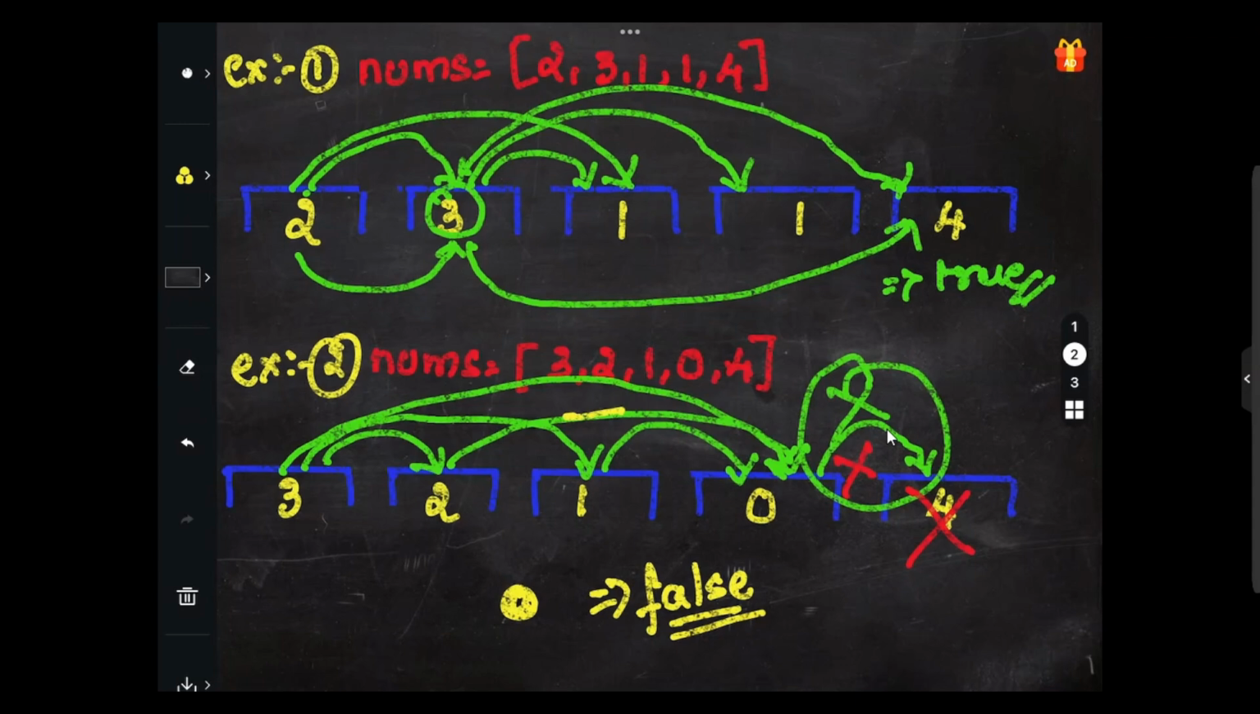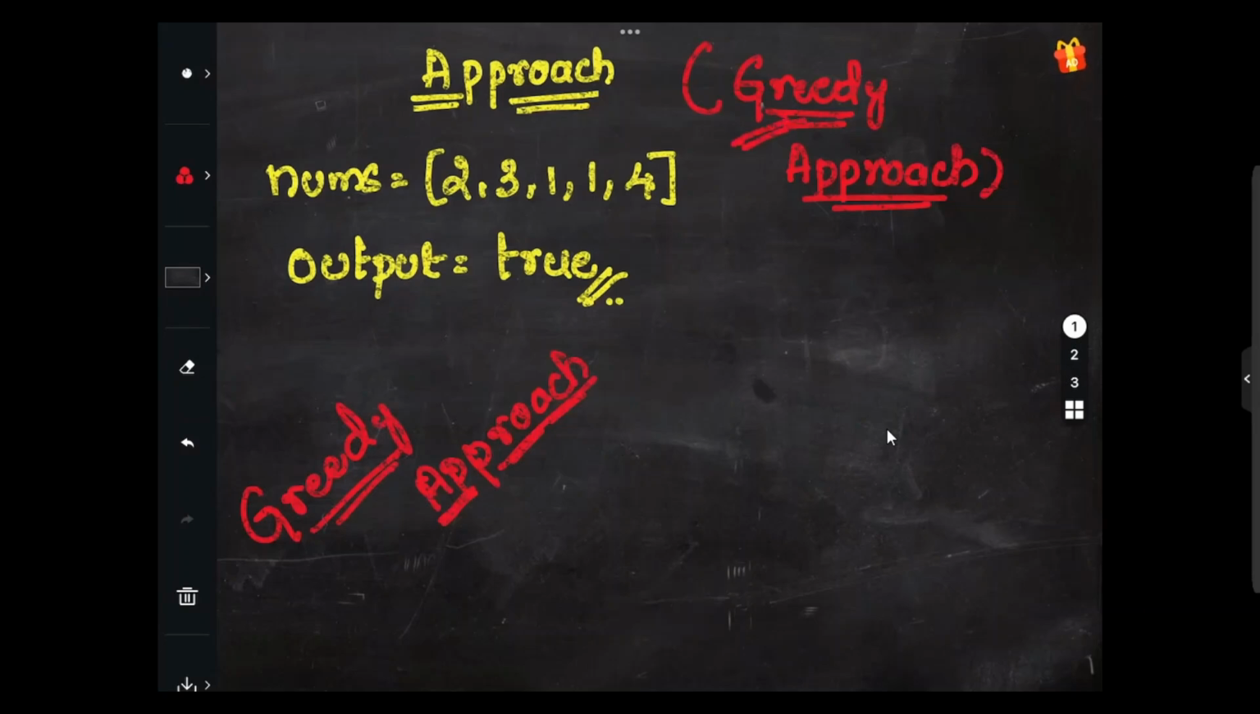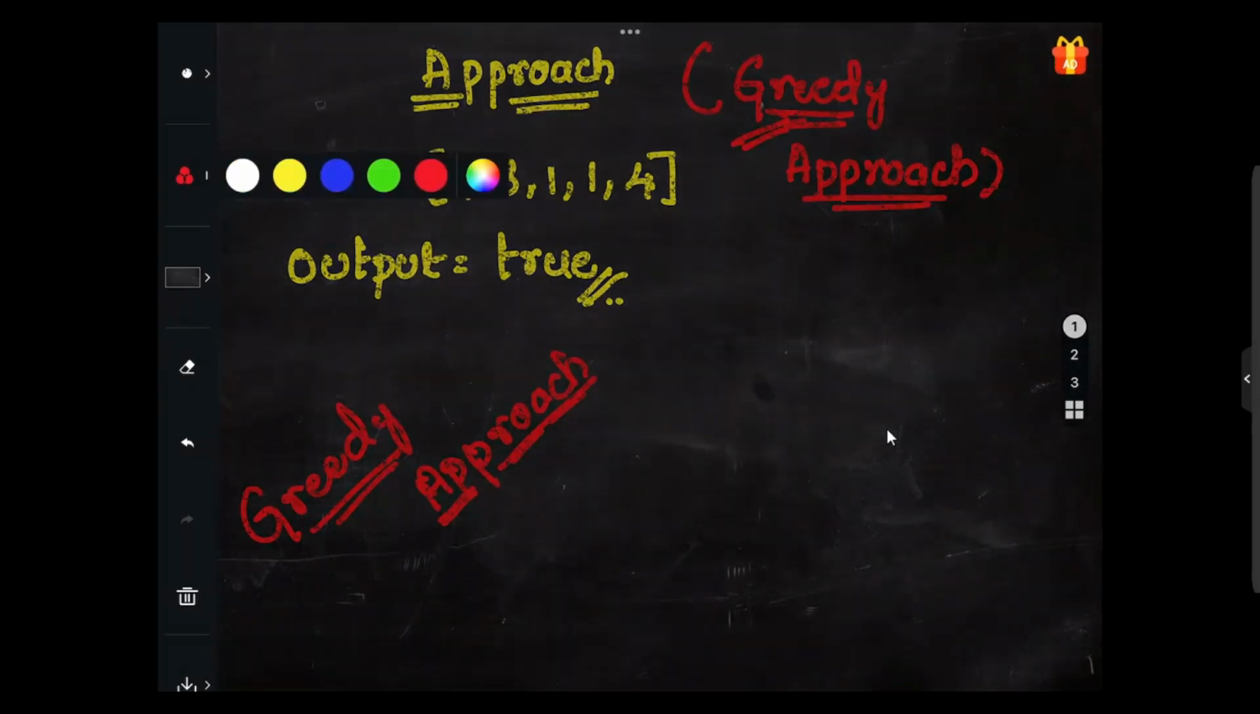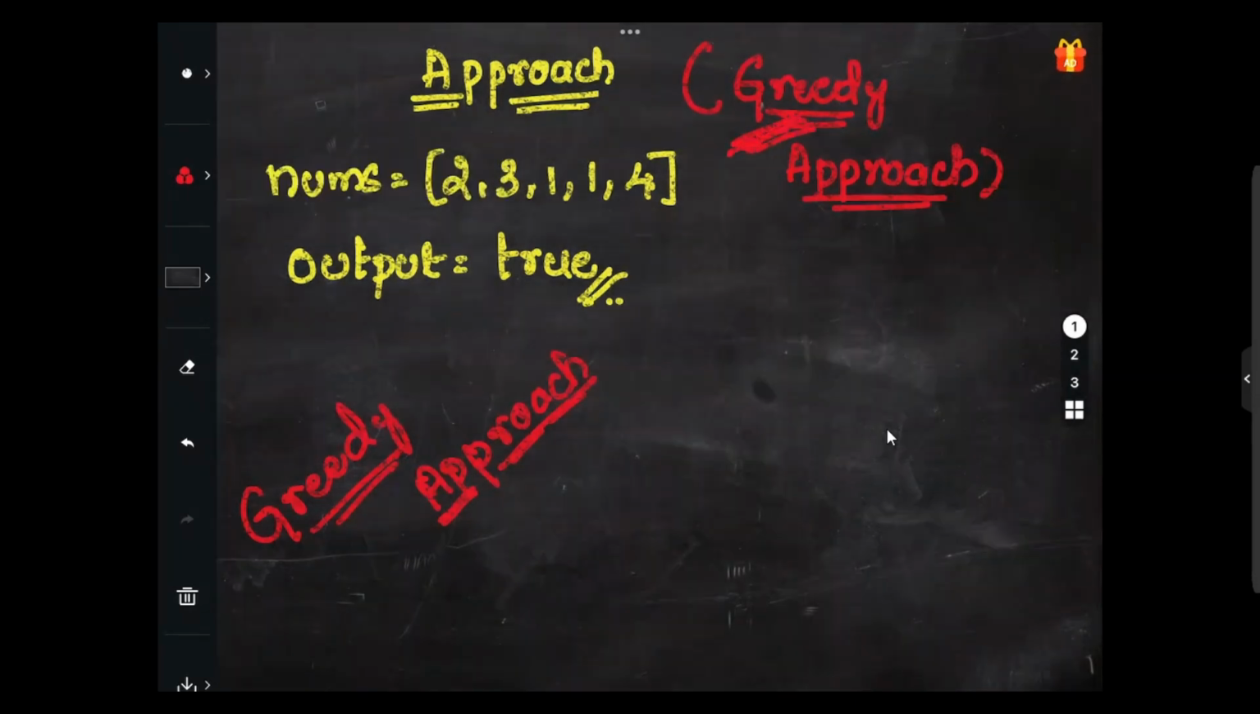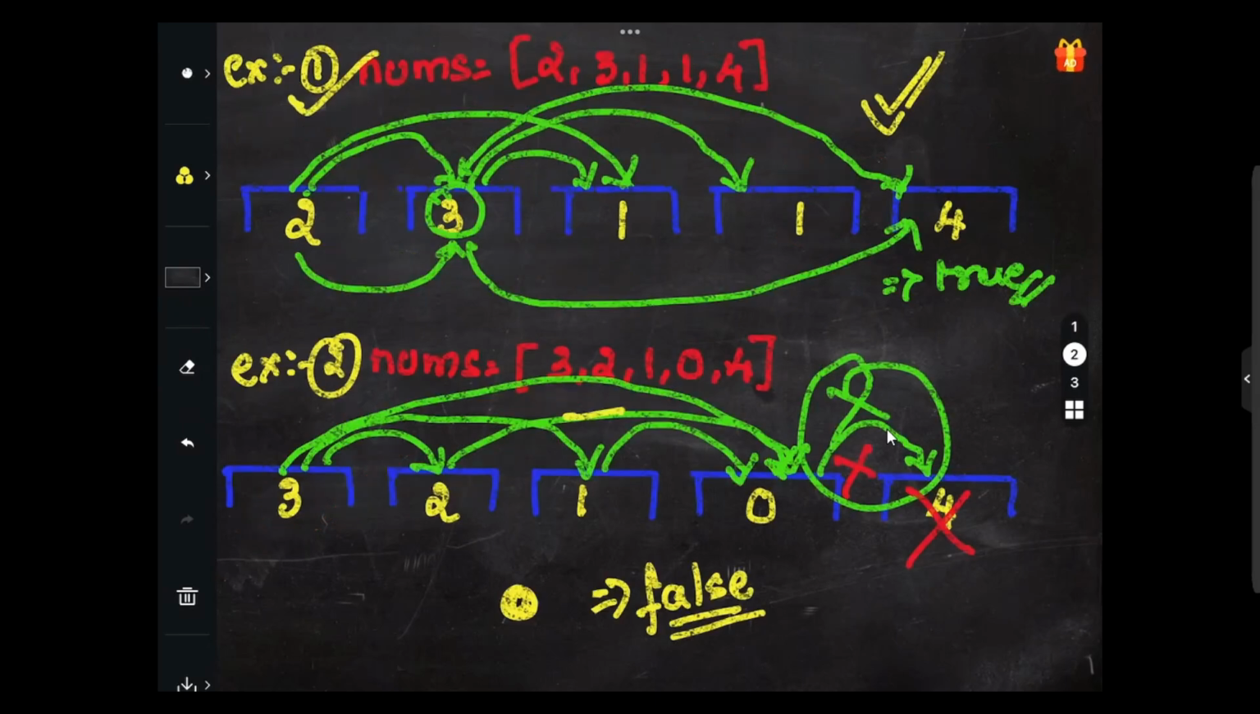So this is what the question basically states. I hope the question is completely clear. Next, let's discuss the approach step by step. We are going with the greedy approach, just keep this in mind. And we are going with the first example here, the first example that they have given in the question.